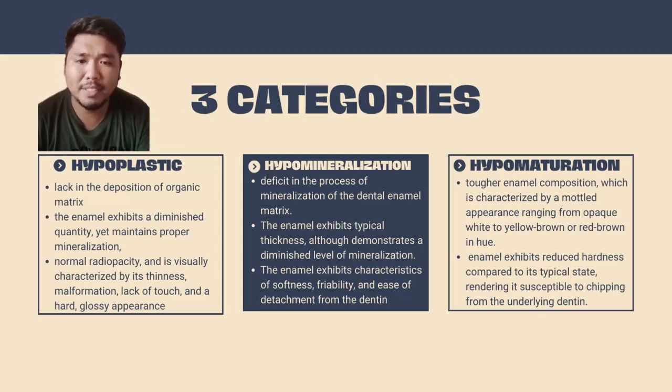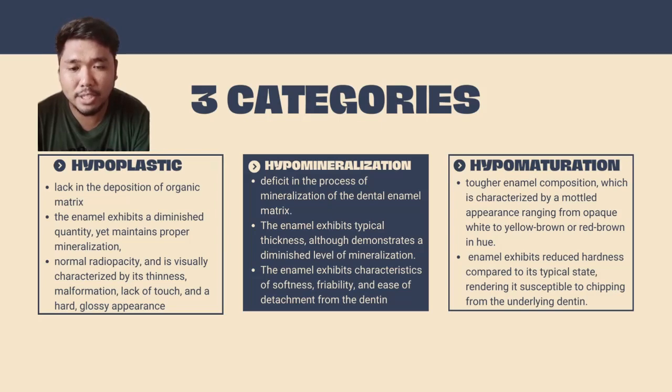The first one is hypoplastic amelogenesis imperfecta, in which inadequate deposition of enamel matrix can be observed. It can be visually characterized by its thinness, malformation, lack of contact, and a hard, glossy appearance. For the second one, we have hypomineralization amelogenesis imperfecta, in which a deficit in the process of mineralization of the dental enamel matrix can be observed. It can be visually characterized by its soft, cheesy enamel that is lost diffusely and rapidly after eruption.